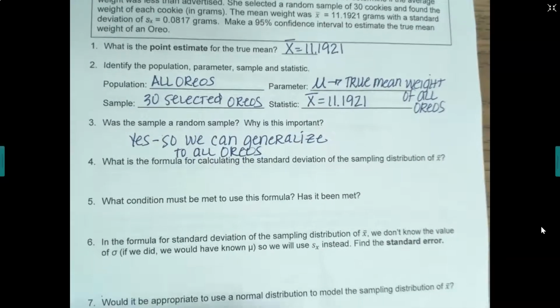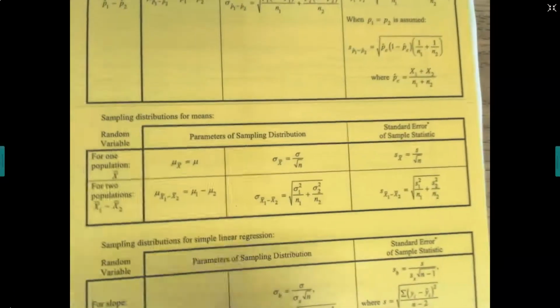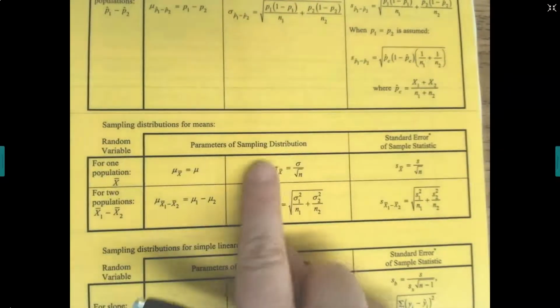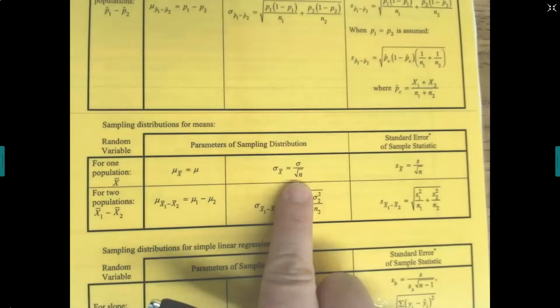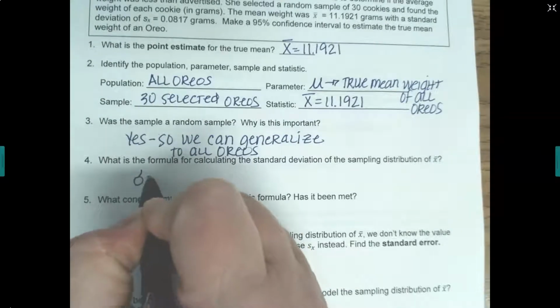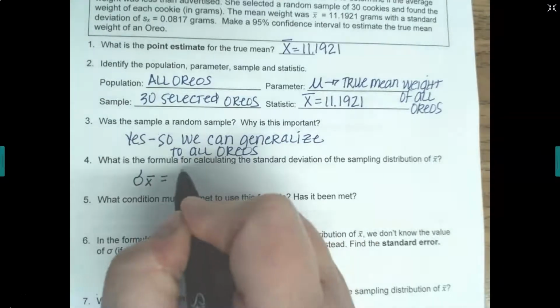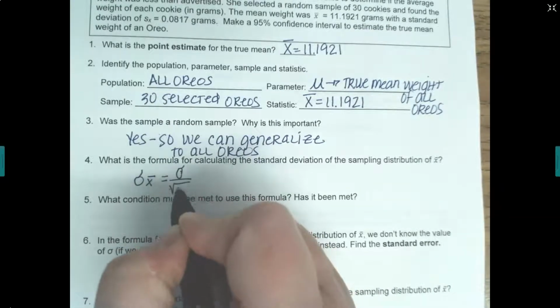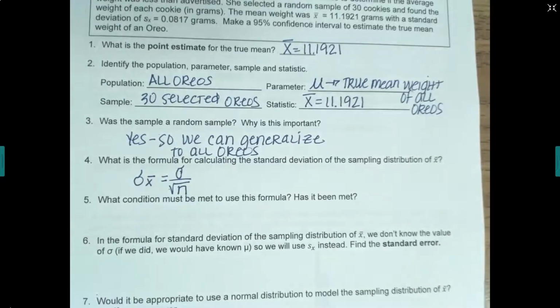So what is the formula for calculating the standard deviation of a sampling distribution? When we look at our formula sheet, for the sampling distribution, that's on the back. For the sampling distribution for means, we only have one sample. And here's our standard deviation right there. The standard deviation for a sampling mean was the population standard deviation divided by the square root of n.